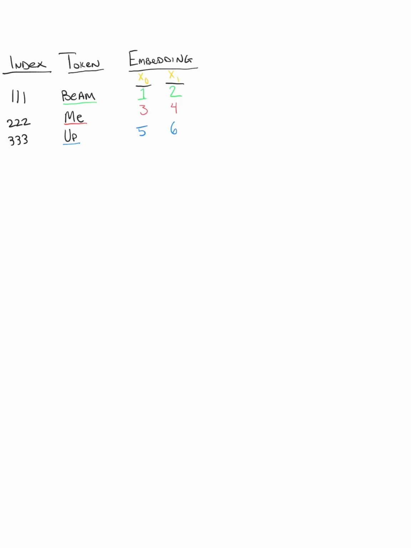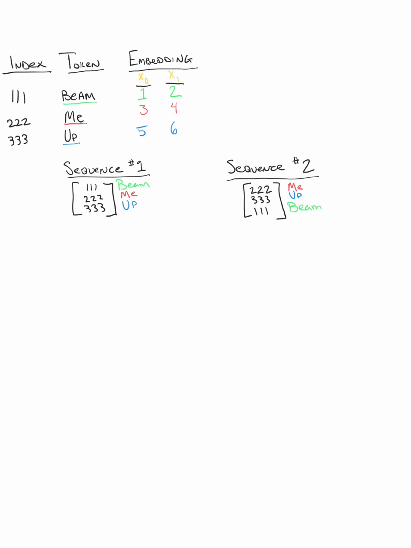Remember that these x0 and x1 values would be the output from our embedding layer, assuming that our embedding layer had a dimension size of 2. Now let's assume two different initial inputs to our embedding layer, and then view how they would be graphed with and without positional encoding. The first input is beam me up, represented by 111, 222, and 333, and the second input is me up beam, represented by 222, 333, and 111.